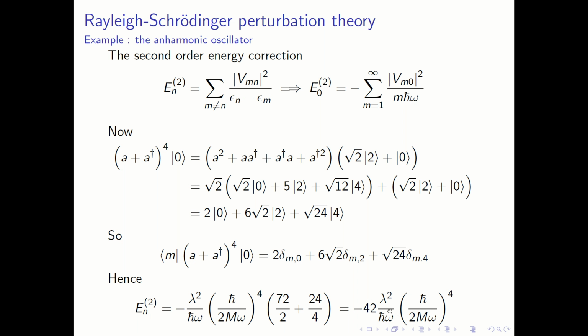Many books will give you the result for this calculation. They typically use, at least most books use the convention that lambda, h cross, m and omega all set equal to 1. So in such books you will get the second order energy correction as minus 21 by 8, because it's actually minus 42 by 16.